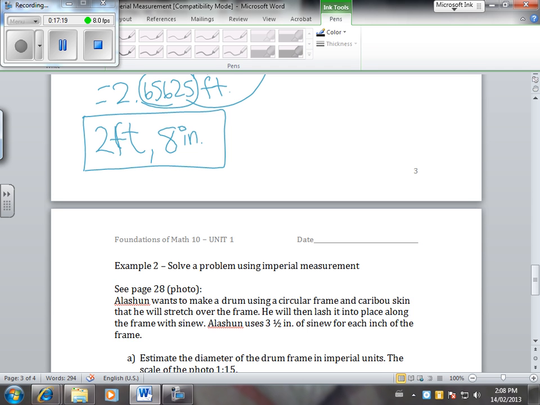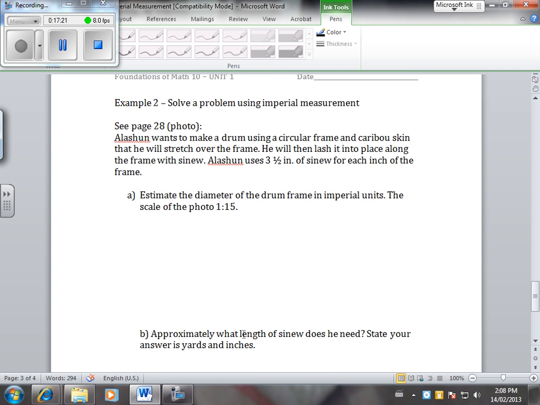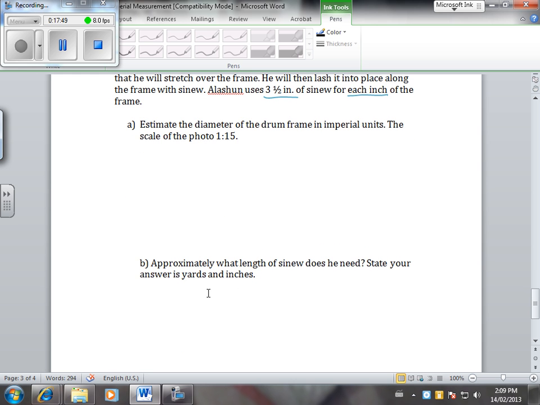And then another example, see page 28. Again, it's another photo. Alishan wants to make a drum using a circular frame and caribou skin that he will stretch over the frame. He will then lash it into place along the frame with sinew. Alishan uses 3.5 inches of sinew for each inch of the frame. Estimate the diameter of the drum frame in imperial units. The scale of the photo is 1/115th.